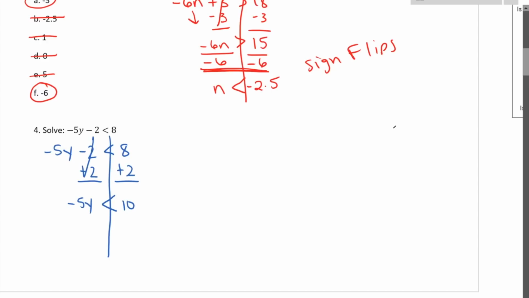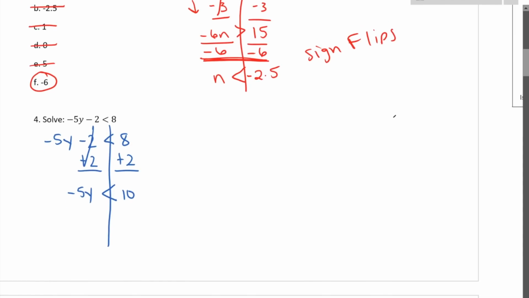So we talked a lot about this. When a number and a variable are next to each other, it is multiplying. We talked a lot about this, especially in my 4th period. Alright, so what's the inverse of multiplication? It's division. So I divide by negative 5 on both sides. Why? Again, what did I do right now? I divided by a negative, so I got to flip the sign. And that's y is greater than negative 2.